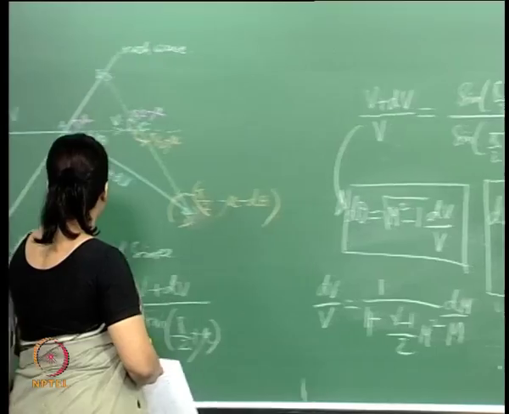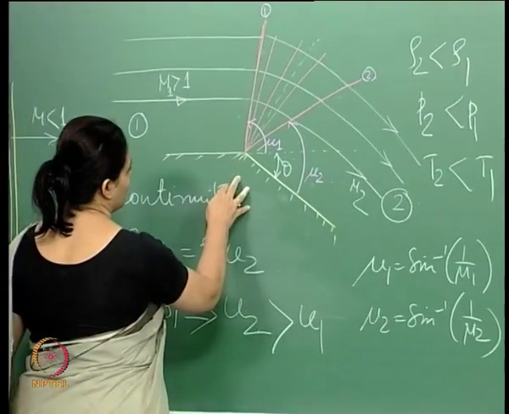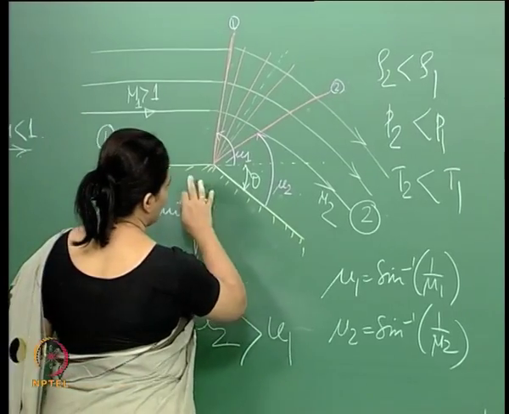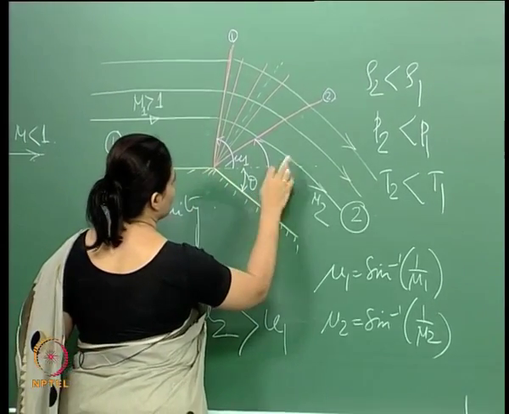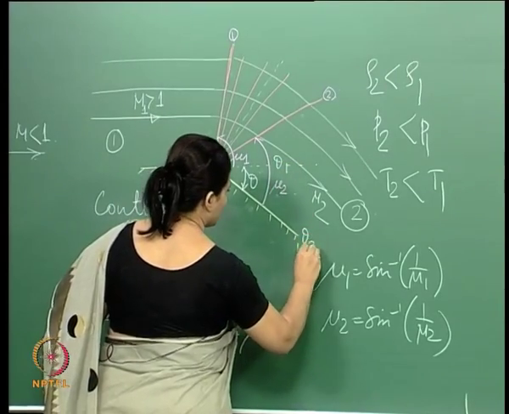So therefore what we see over here, essentially if we come back to this diagram here, let us just say that this is, say, theta 1 and this is theta 2.